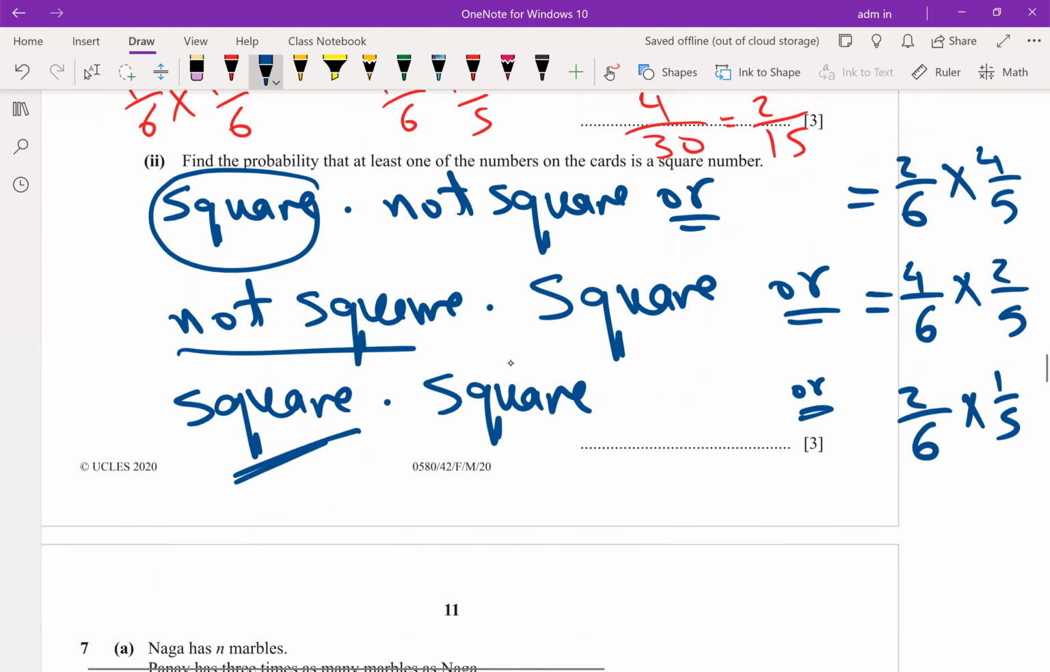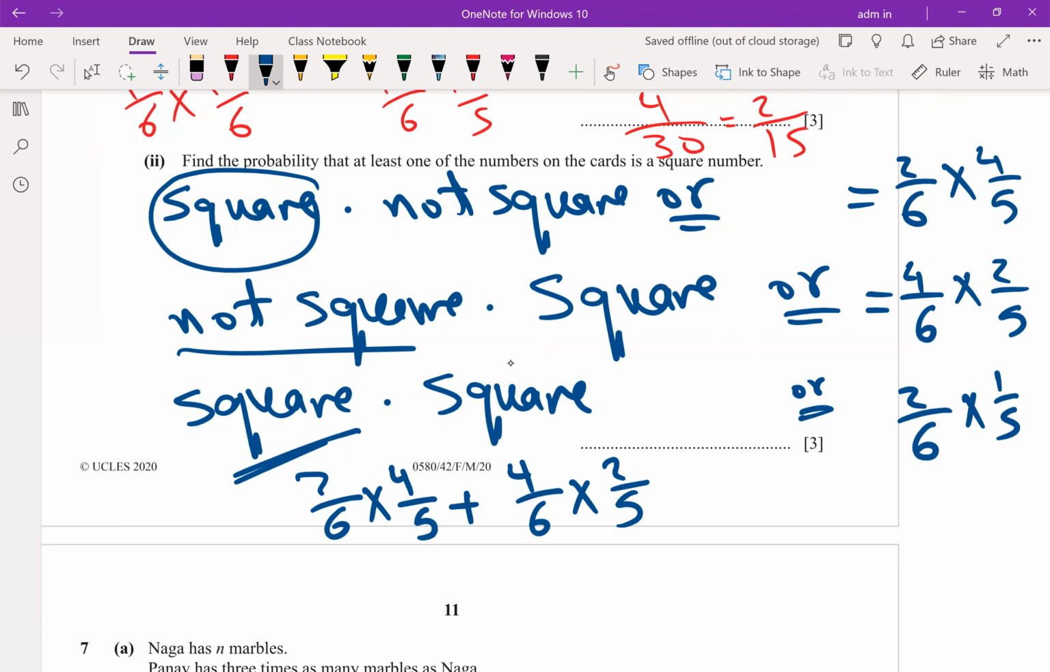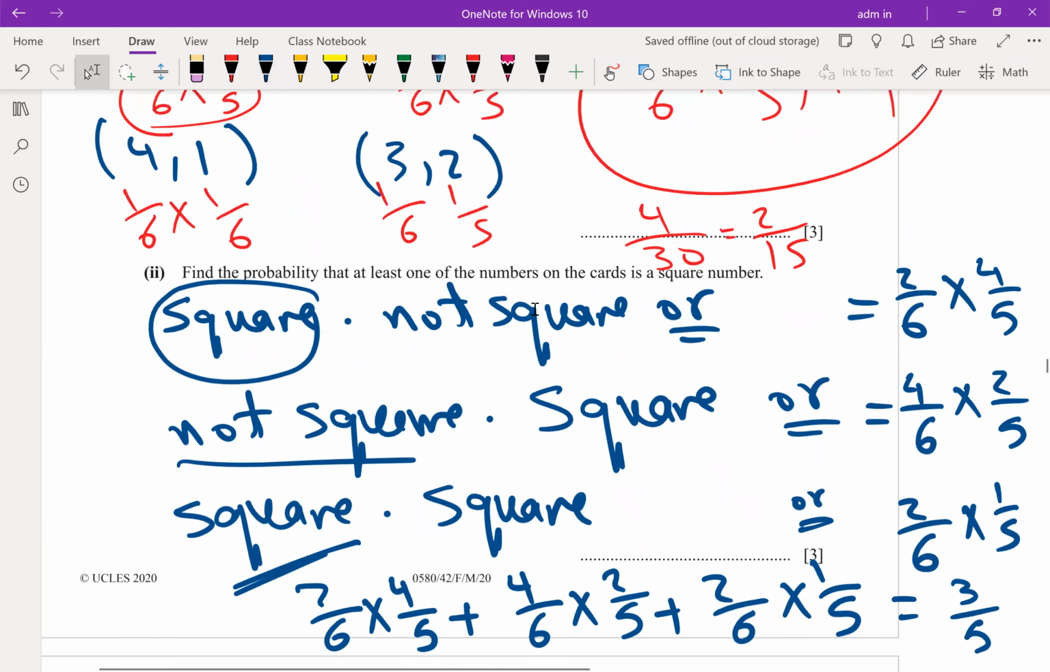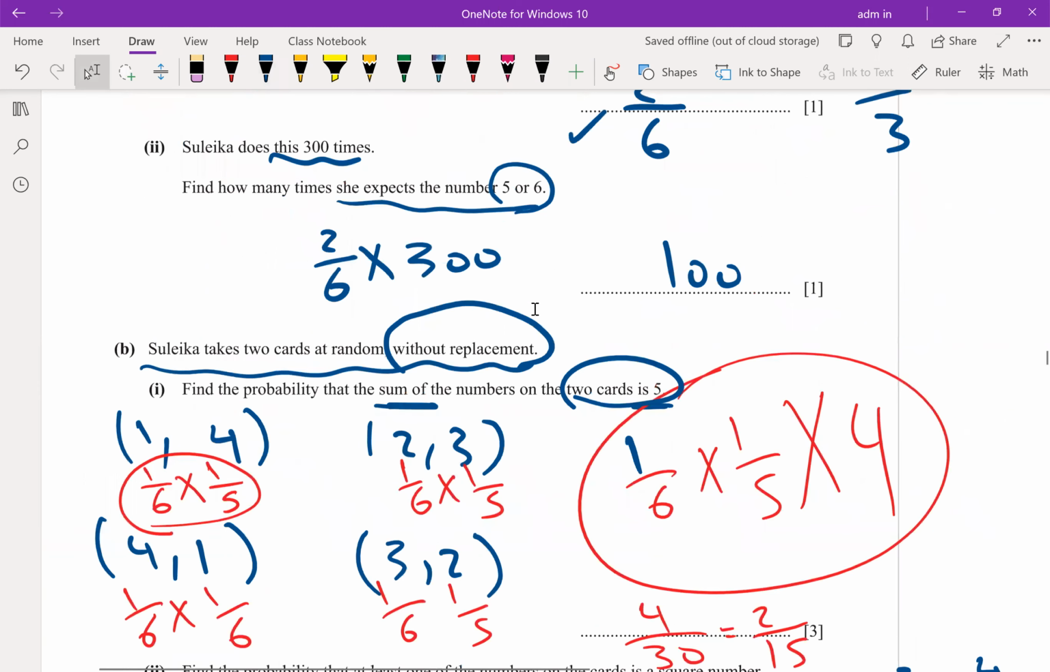Then find the total sum. We have 3 cases. 2 out of 6 multiplied by 4 out of 5, plus 4 out of 6 multiplied by 2 out of 5, plus 2 out of 6 multiplied by 1 out of 5. Give me your final answer, please. 3 over 5. Clear? Mister, I don't understand how we got 4/5.